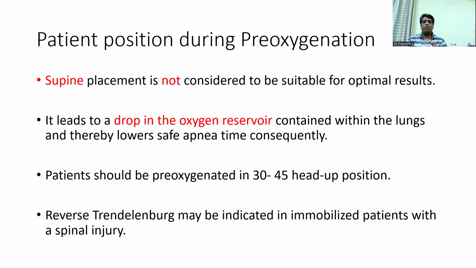So what we should do is give a little bit of a head up position, say around 30 to 45 degrees head up, so that the diaphragm can be freed and the oxygenation will be better. Suppose for any reason you cannot give the head up position, you can try a reverse Trendelenburg position, especially if there is a spinal cord injury and the patient is immobilized.